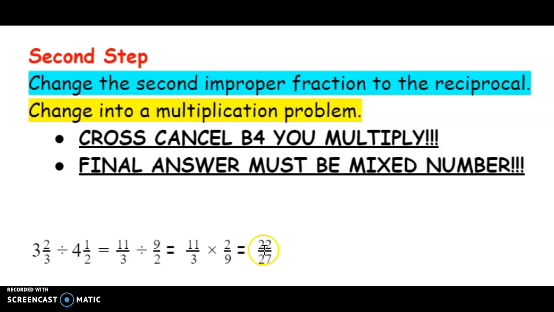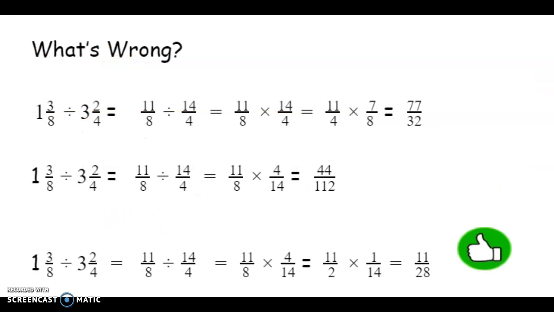As we take a look at our final answer of 22/27, we know that that is a good answer to have because it's not improper. If it was improper, we should have changed it into a mixed number. In the following problems, I want to show you some common mistakes that students have when doing this kind of work so that you don't make those same kind of mistakes.